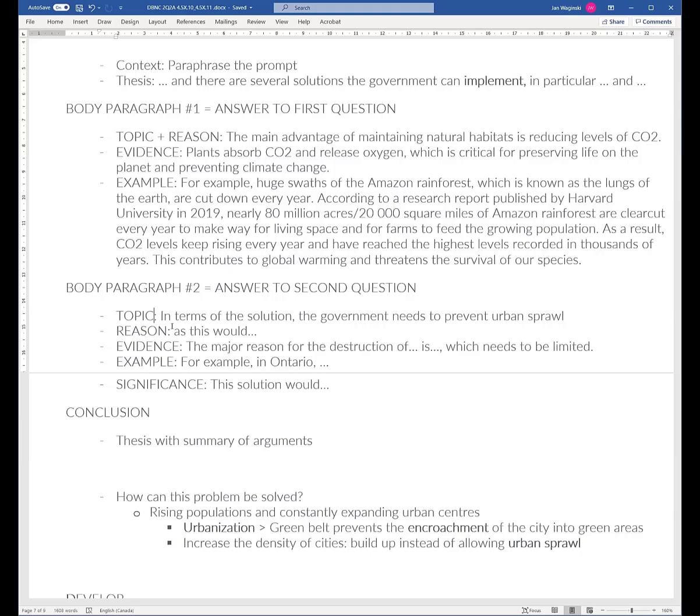Okay. In terms of the solution, the government need to prevent urban sprawl. We don't need to say of the city, because urban refers to city. A period after that, I will start talking about the reason. Let's say limit degradation of green areas.